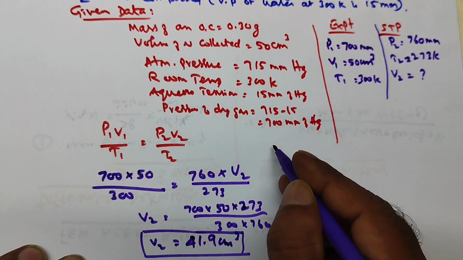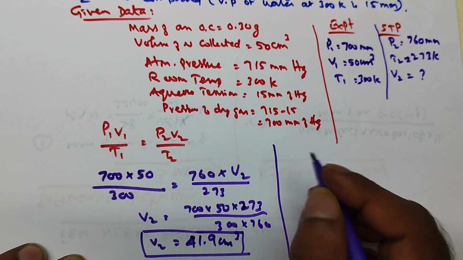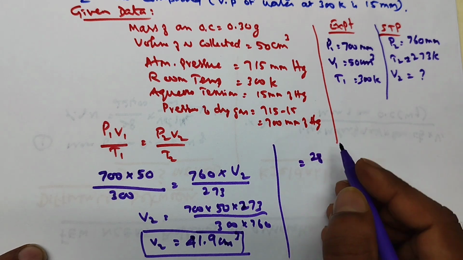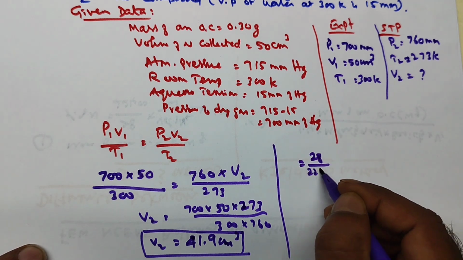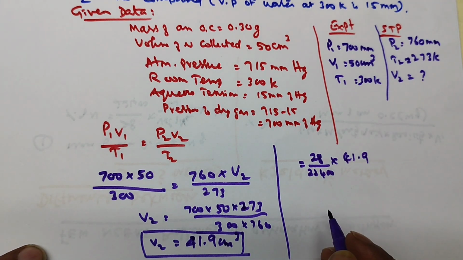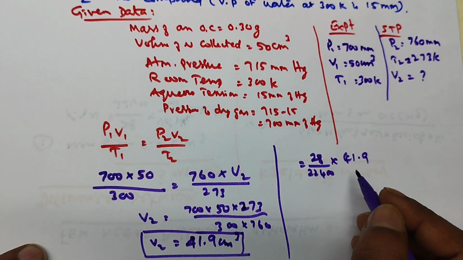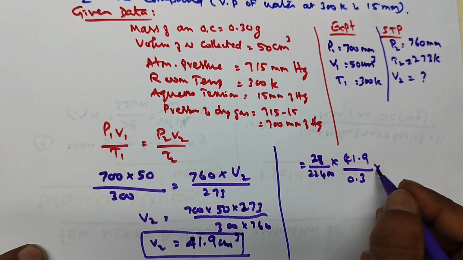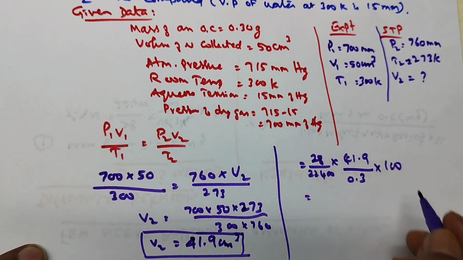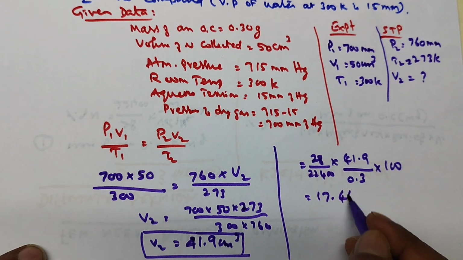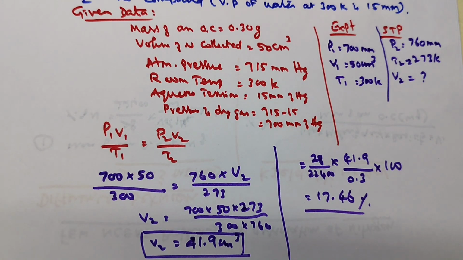In the second step, we have to use the formula like this: 28 divided by 22,400 ml into 41.9 centimeter cube. Then substitute the mass of the organic compound, 0.3. Since we want the percentage, we put 100. If we simplify all these, we get a value of 17.46% nitrogen in the compound.